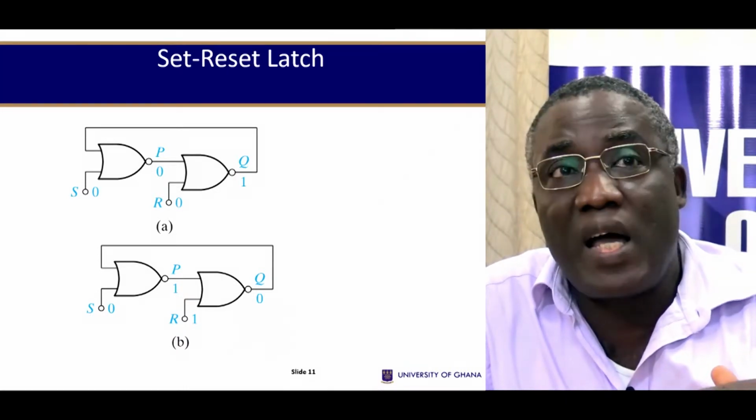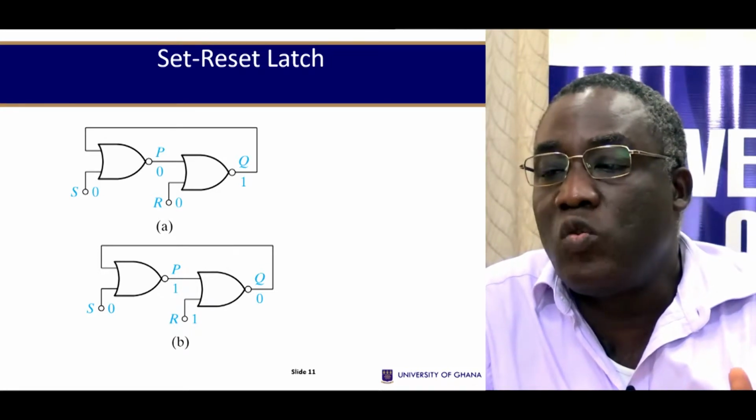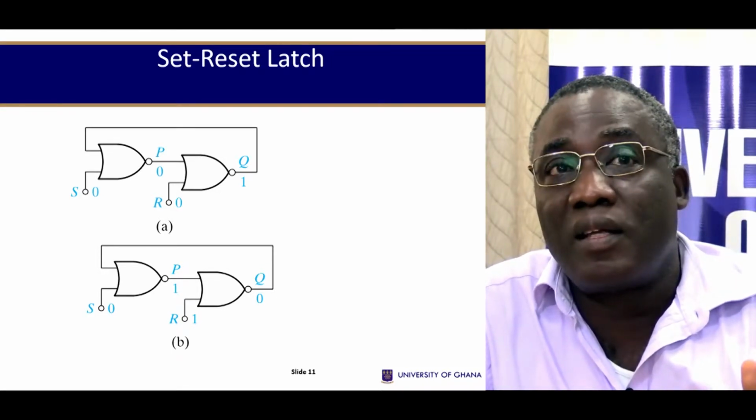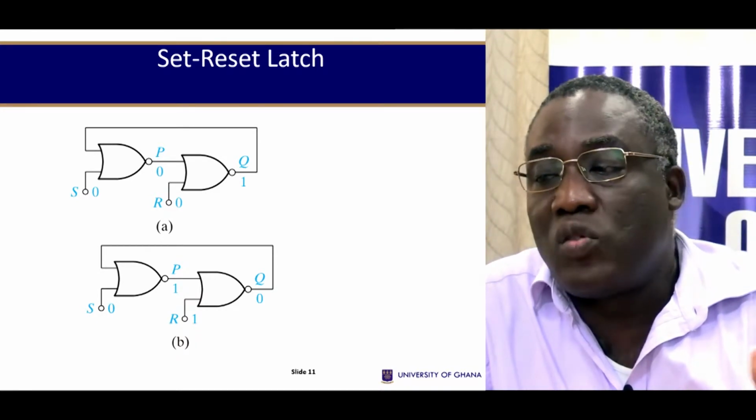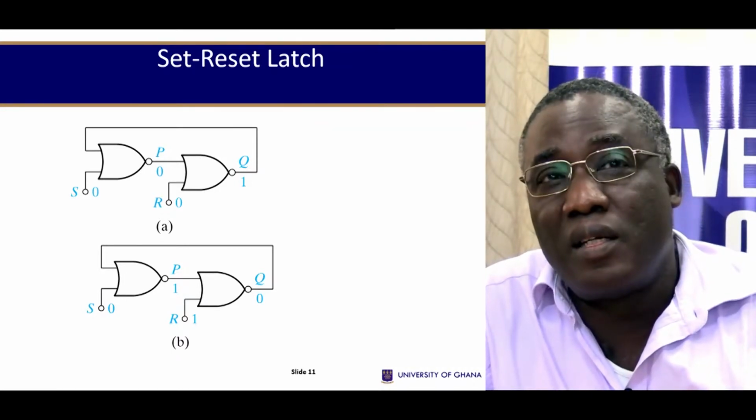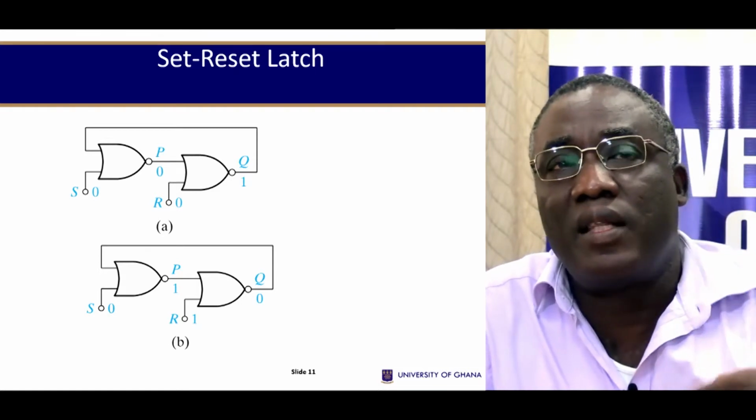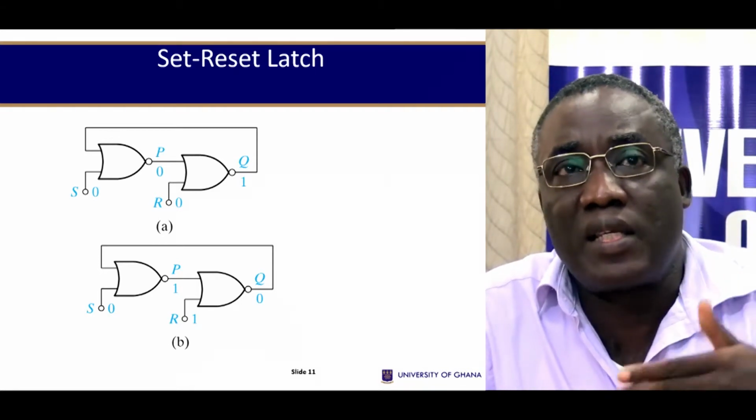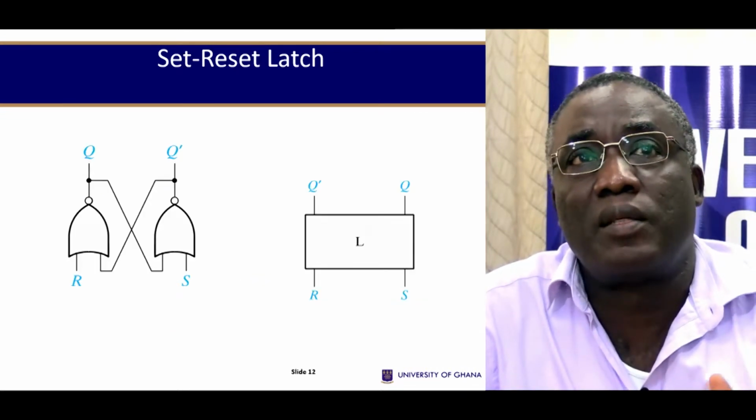Now, if we change R to 1, Q will become 0, and P will change back to 1. We then change R back to 0, the circuit remains in this state, and we are back where we started. So this is what drives the understanding of this SR state, of trying to maintain a particular state.